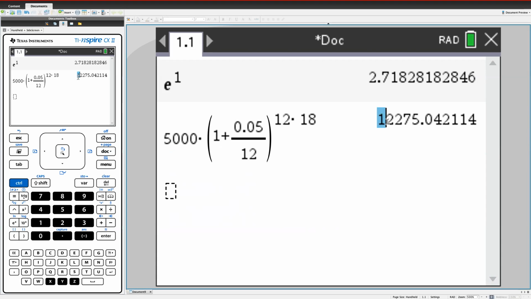Okay, now, how many decimals should we take if we're talking about money? Two. Let's make it educated. We're going to take two values right there.